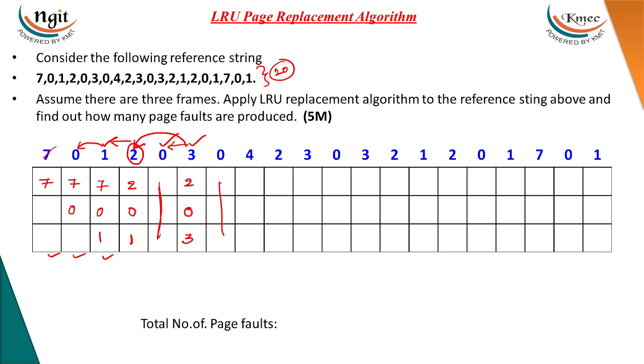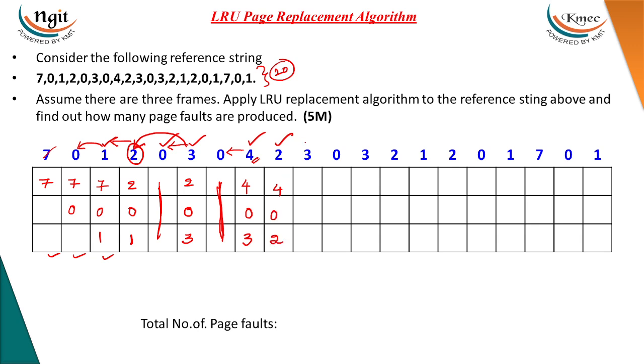Next one is 0, there is no page fault. From 4, the previous one is 0, so I am keeping it. And before that there is 3, I am keeping it. In place of 2, I am replacing with 4. Again from 2, 4 is there and 0 is there. In place of 3, I am replacing 2.